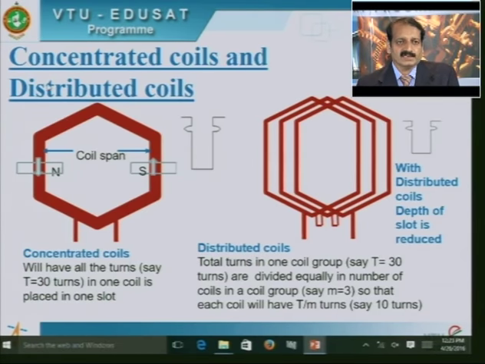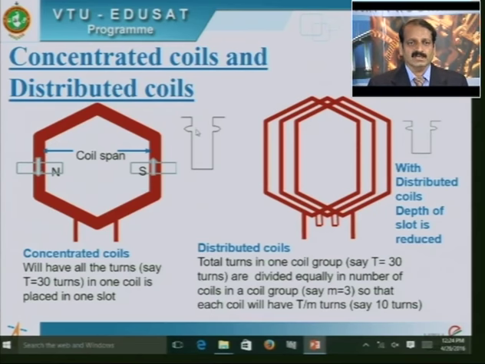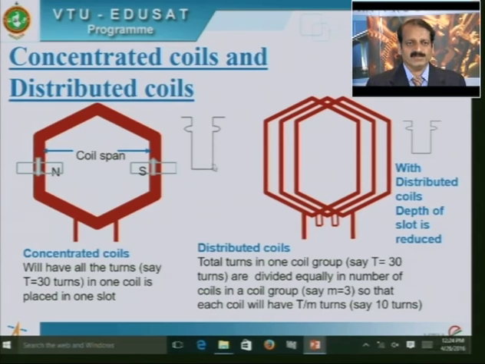So, let us also look at what is meant by concentrated coils and distributed coils. In the case of concentrated coils, suppose a coil has say 30 turns in one coil, and all these turns are placed in one slot. Naturally, the total area of conductor required for concentrated coils has to be housed in the slot. So, the depth of the slot that is required with concentrated coils is more compared to distributed coils.